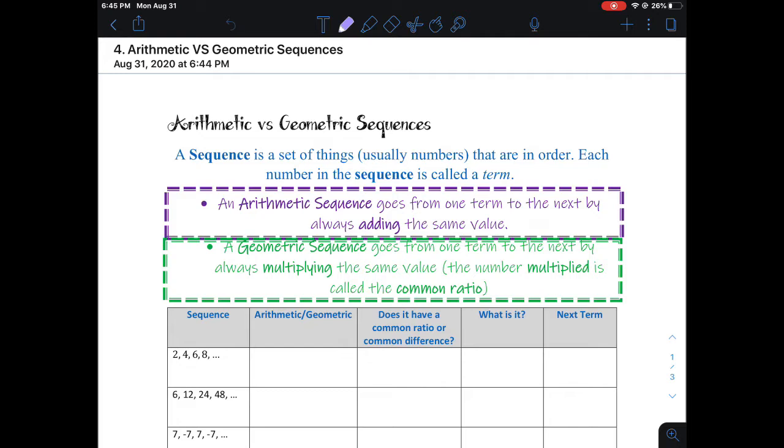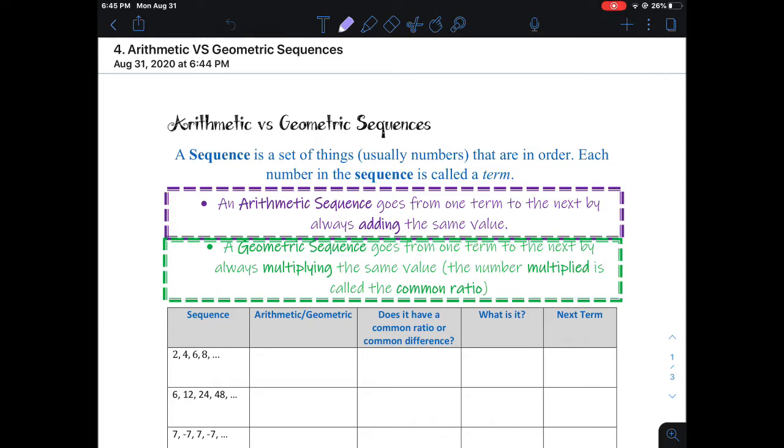So remember, arithmetic is going from one term to the next by always adding the same value, and the number that you're adding is called the common difference. Geometric goes from one term to the next by always multiplying the same value, and the number being multiplied is the common ratio. So common difference always goes with arithmetic, and it's always adding. Geometric, common ratio, always multiplying.